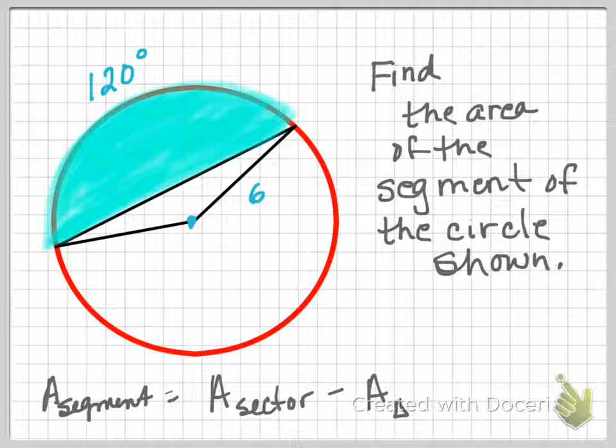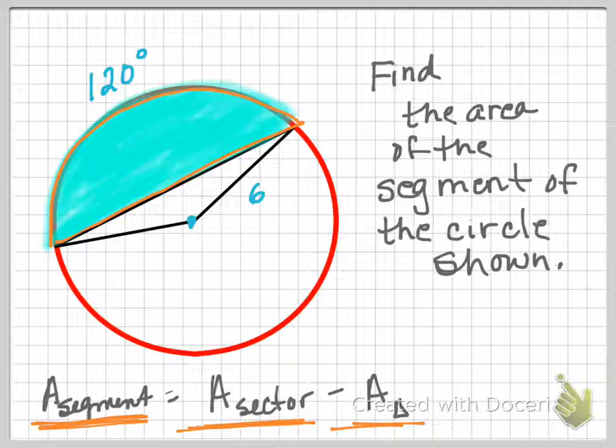The next problem that we have is to find the area of this segment of this circle. The segment is this turquoise shaded area. It's the area between the chord right here and the arc of the circle. So to find the area of the segment, remember we said the area of the segment equals the area of the sector minus the area of the triangle. So let's see what we've got.